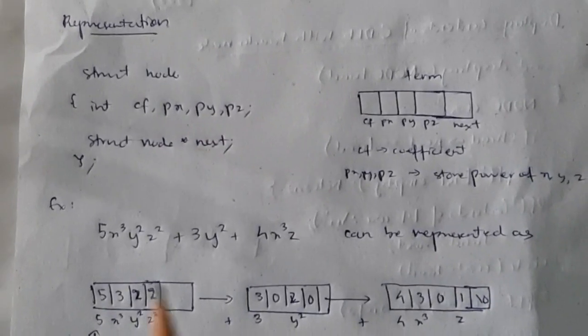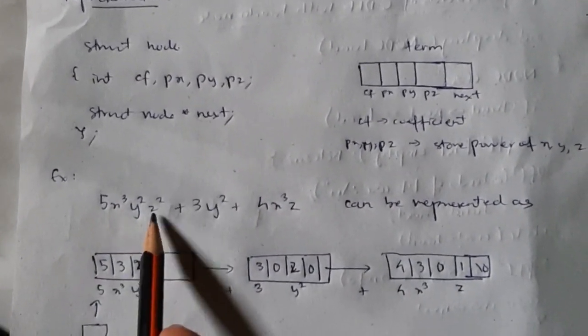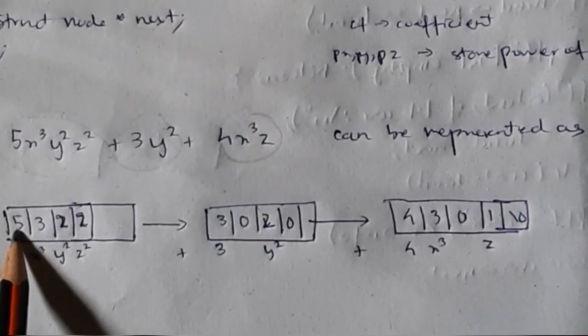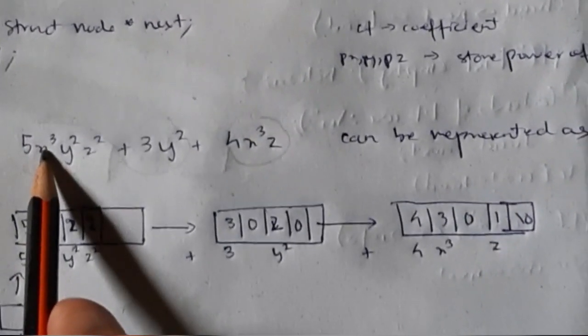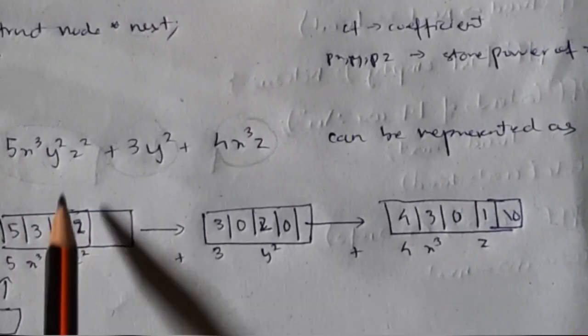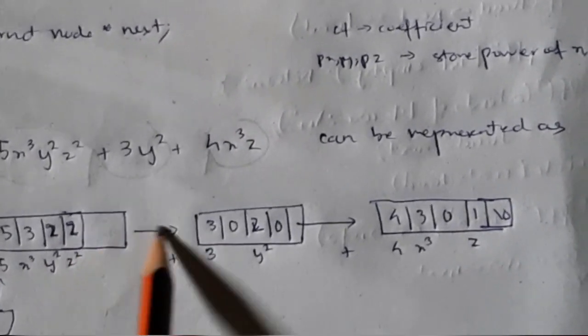Okay, and next is evaluation of polynomials. Suppose the polynomial is this one: 5x cube y square z square plus 3y square plus 4x cube z. For each term there will be one node. In this node, 5 will be stored in the first position, and in the second position the exponent of x will be stored, 3, then the exponent of y, then the exponent of z. And this will have the location to point to the next term.